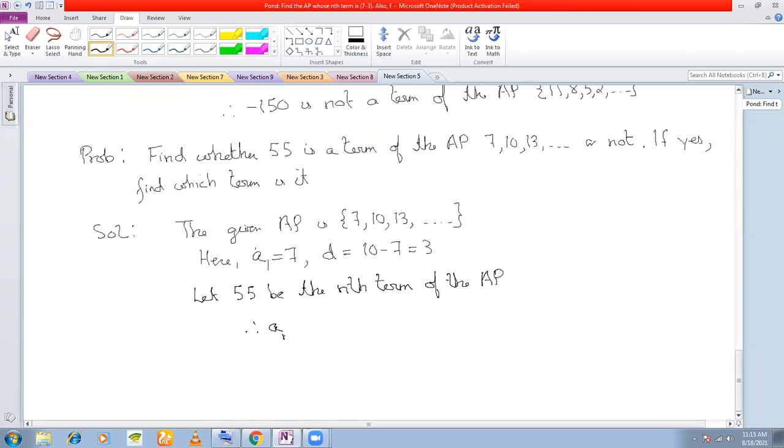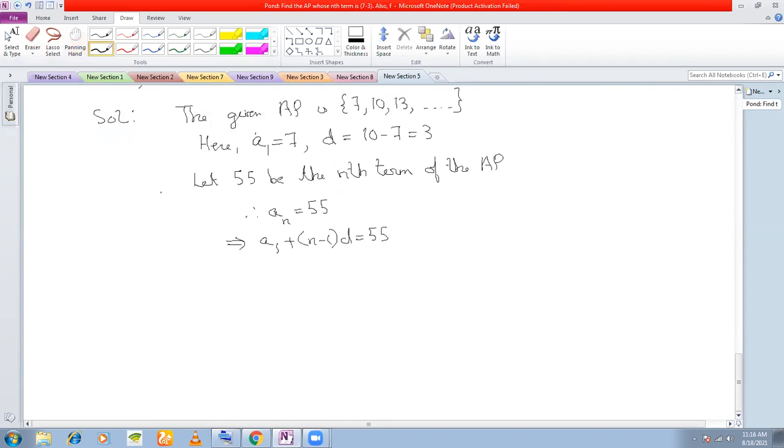Therefore, AN is equal to 55. The formula for AN is A1 plus n minus 1 into D is equal to 55. Now put the value of A1. That means you get 3 times n minus 1 is equal to, take 7 to the other side, 55 minus 7.